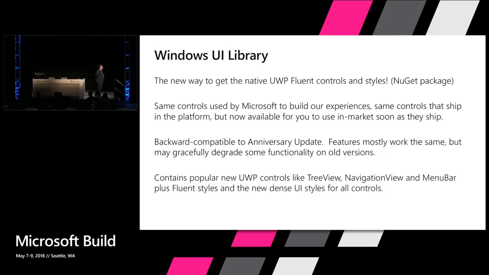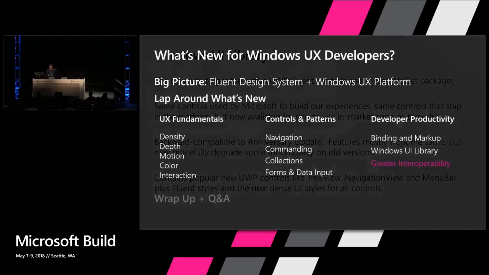It'll have a bunch of the new popular controls we've been adding in the last year or two, the TreeView, NavView, menu bar, and again, the Fluent styles and density changes for all the controls. So that's the Windows UI Library.